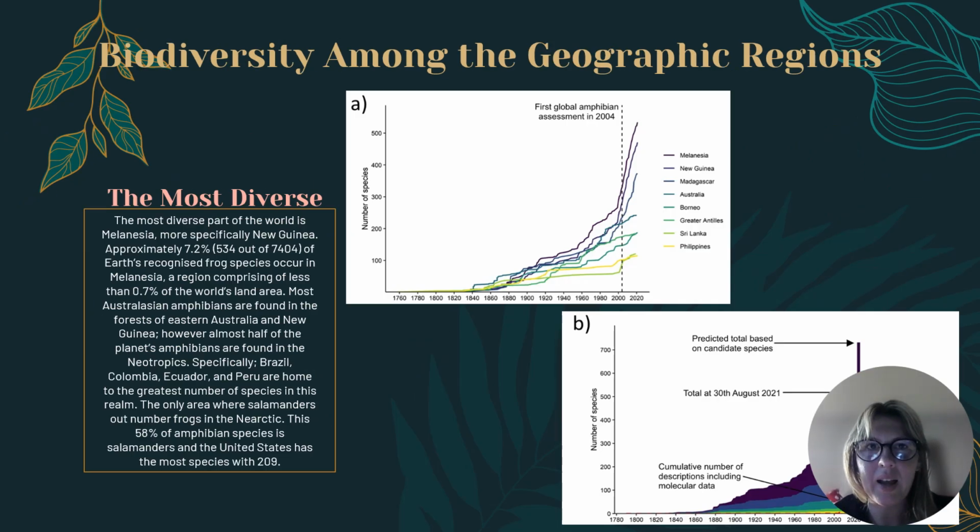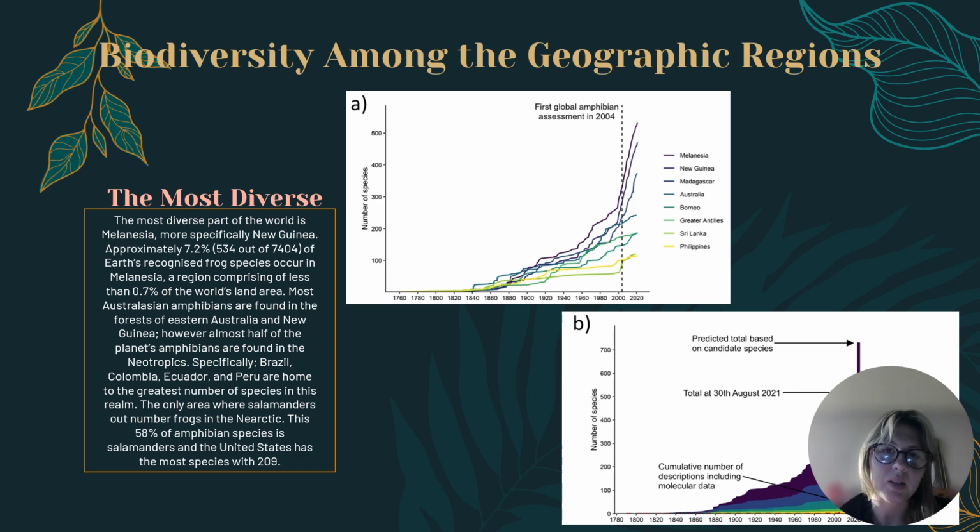So the last thing that we'll be talking about today before wrapping up today's presentation is the biodiversity among the geographic regions. The most diverse area in the world is actually Melanesia, or more specifically New Guinea. This is because approximately 7.2% of Earth's recognized frog species occur in this land area, even though the region is only comprised of less than 0.7% of the world's land area. This allows for 534 species to live there.